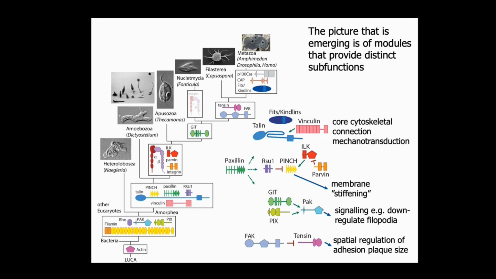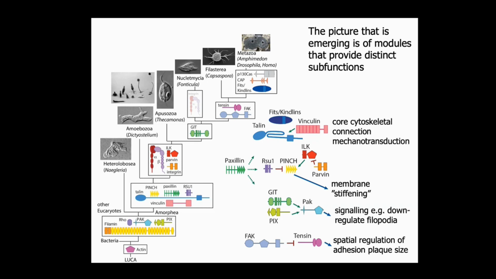Okay, so with this kind of thing, we're beginning to pull apart the different components and get a sense that they have different roles. So I've talked a little bit about this core connection and mechanotransduction of talin. We think that this complex may help stiffen the cortical cytoskeleton. This one is more involved in signaling, so it's required, for example, to down-regulate filopodia. And then this one is regulating the size of the adhesion plaque.